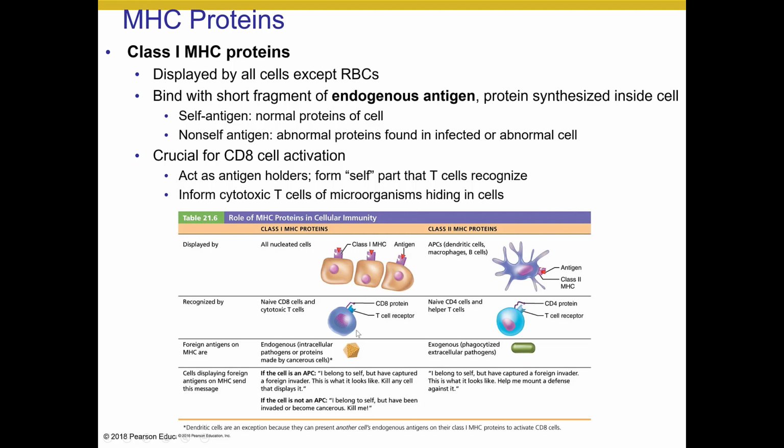Now the message is a little bit different. The message is, I belong to this body, but I've been infected, or maybe I've become cancerous. You need to kill me. So in this case, the message is once again to a cytotoxic T cell, but to one that's already been activated. So the point here is that in order for an immune system cell to recognize the foreign antigen, it has to be displayed on the surface of one of your body cells through one of these classes of MHC proteins.